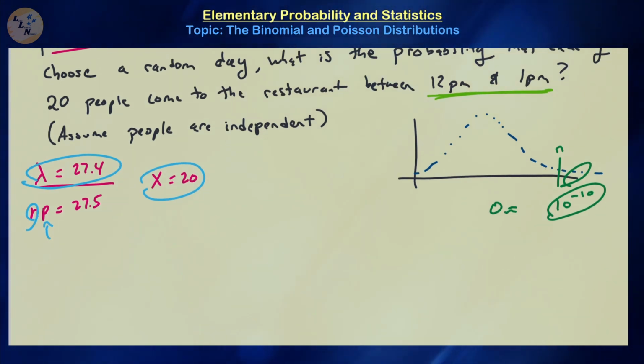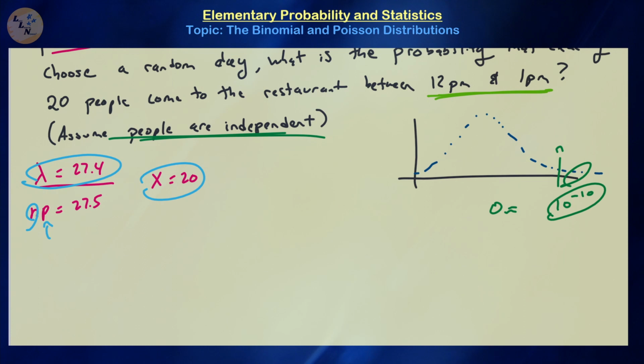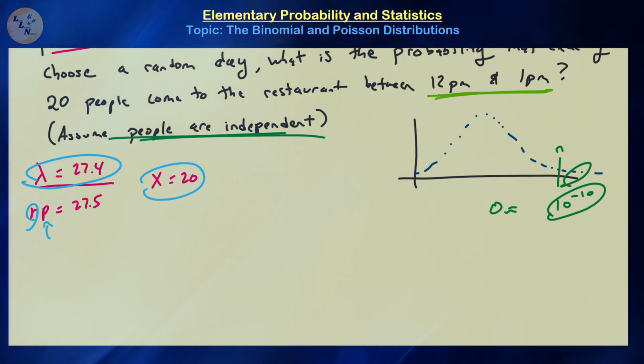All right, so we're assuming that the people are independent. That's also a very important thing, else we couldn't use binomial or Poisson for this. So that means you're not allowed to bring a group of 10 friends to this restaurant, because that means one is completely dependent on arriving with the others, right?